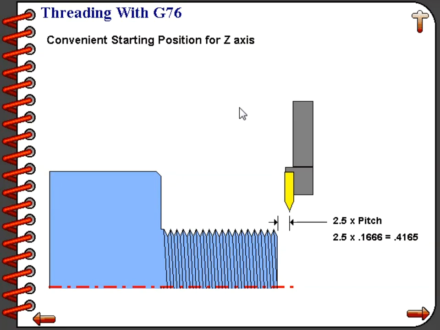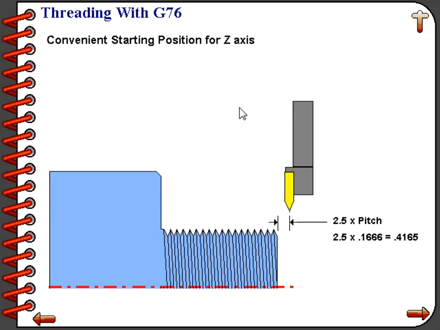For the z-axis, we want to provide enough distance for the tool to accelerate up to speed. Remember, the tool is going to go from dead stop to a relatively fast feed rate when threading. And because it has to accelerate very, very quickly, we have to give it a little bit of distance so that it can do it. Otherwise, our first few threads will not have a perfect pitch.